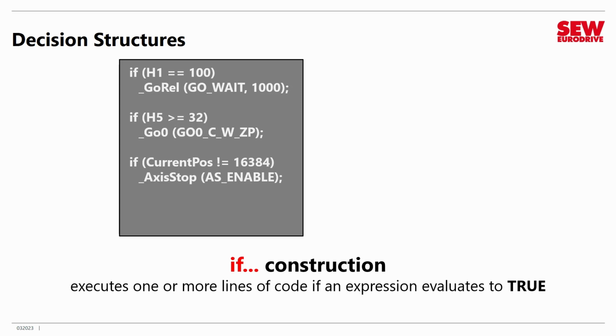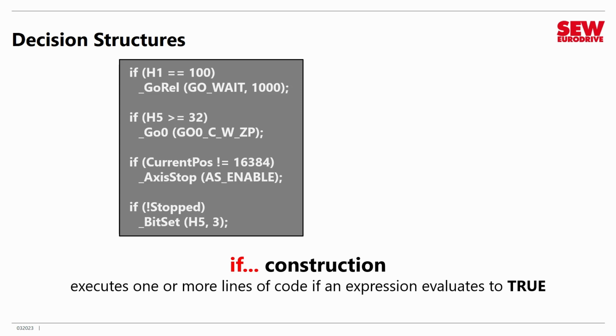Otherwise, skip to the next line. And this is kind of a fun one. If not stopped, do a bit set. In other words, take stop, invert it, and if when you invert it, it's true, then do that. In other words, if stopped is false. All right, so these are simple if statements. They each execute a single line of code if the expression evaluates to true.